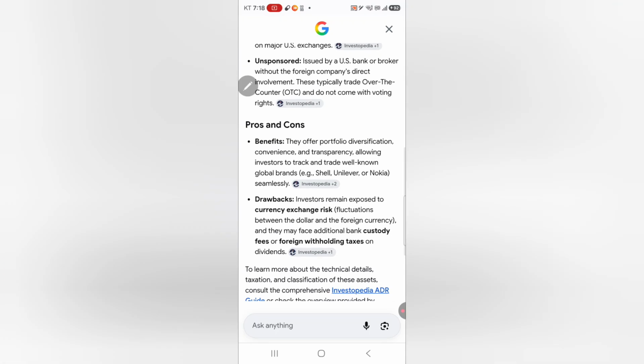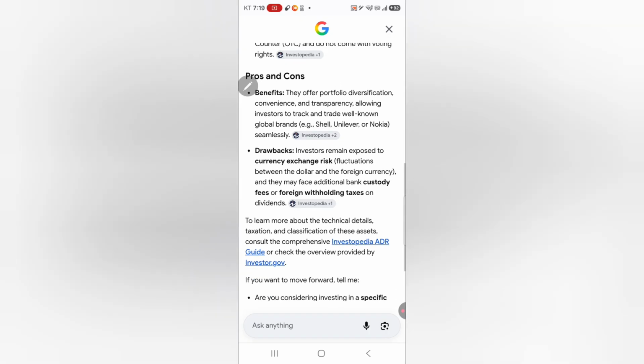Pros and cons. Benefits. They offer portfolio diversification, convenience, and transparency, allowing investors to track and trade well-known global brands, for example Shell, Unilever, and Nokia, seamlessly. Drawbacks. Investors remain exposed to currency exchange risk, fluctuations between the dollar and the foreign currency, and they may face additional bank custody fees or foreign withholding taxes on dividends, maybe minimal.